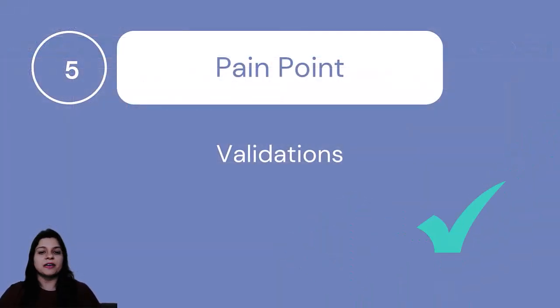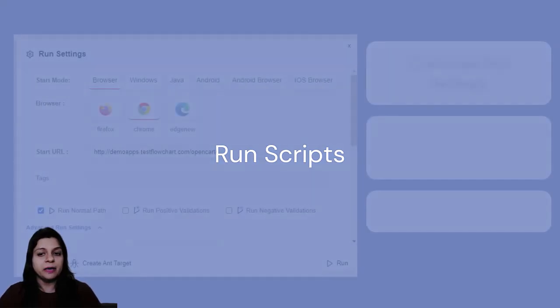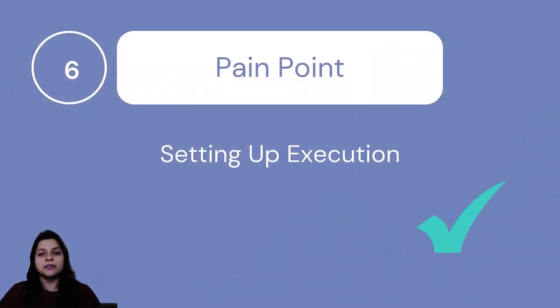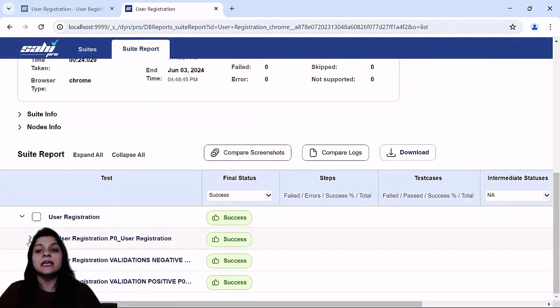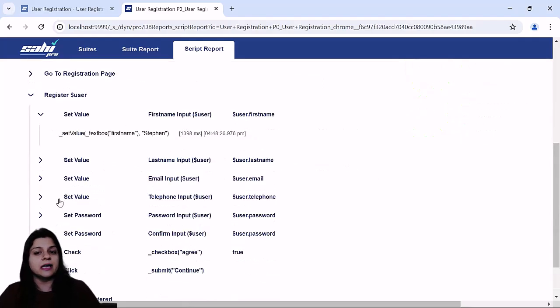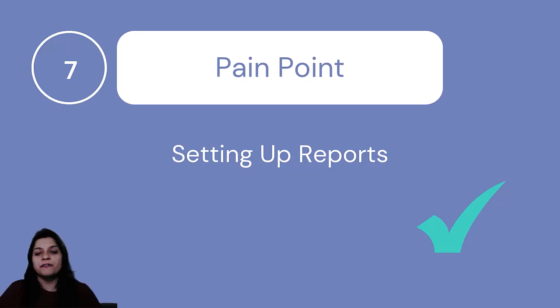Now, all that is left for us to do is run the script. Sahi Pro also provides parallel and distributed playback, and these scripts integrate easily into your CI/CD pipelines. Pain point number six, setting up of execution, is the least of our worries. One of our main deliverables are our reports. With Sahi Pro, you can analyze your testing results using the inbuilt detailed reports that can be viewed as a web page or downloaded as offline files. There goes our pain point seven, setting up of reports.